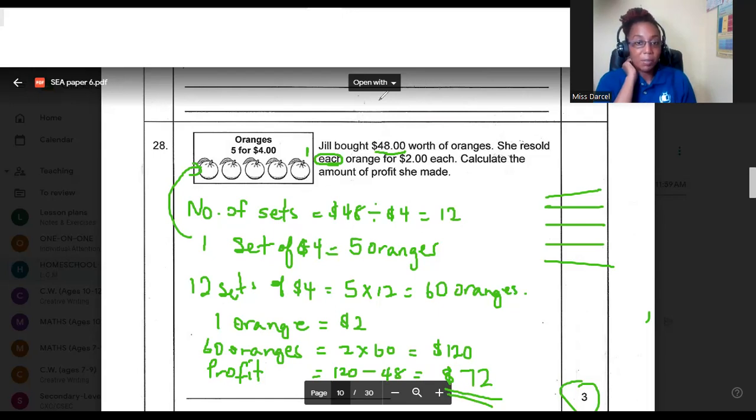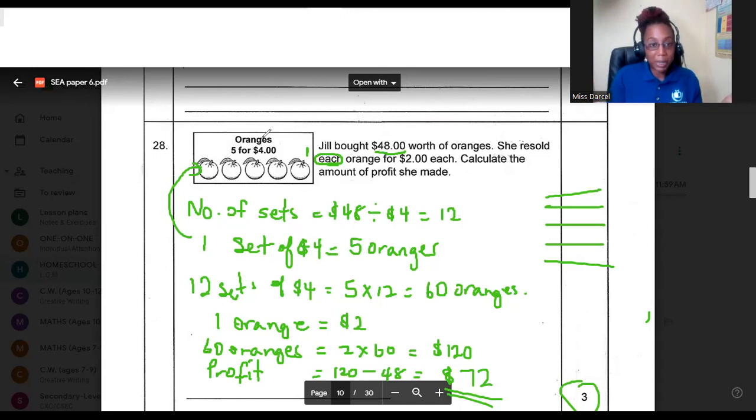So there are so many different parts. How many sets of oranges did she buy? She bought 12 sets of oranges. So think of it as 12 bags of oranges. Each bag costs $4 and you got 5 in it. So she bought $48 worth, which is 12 bags.